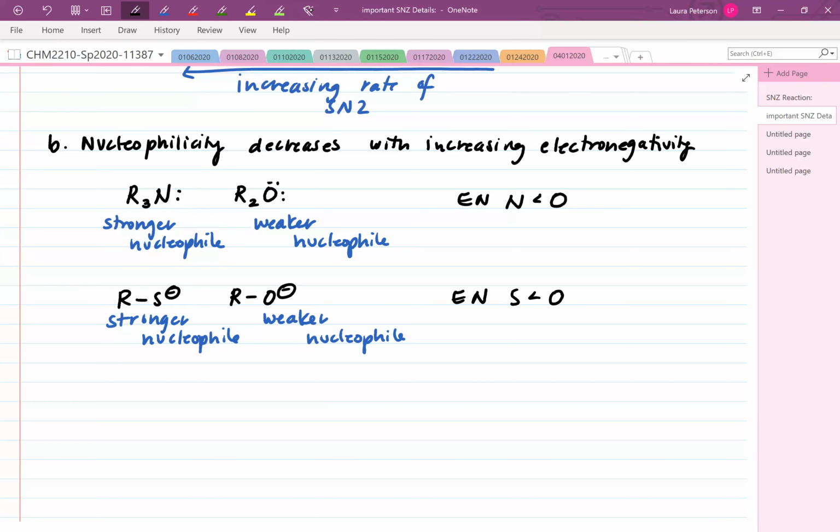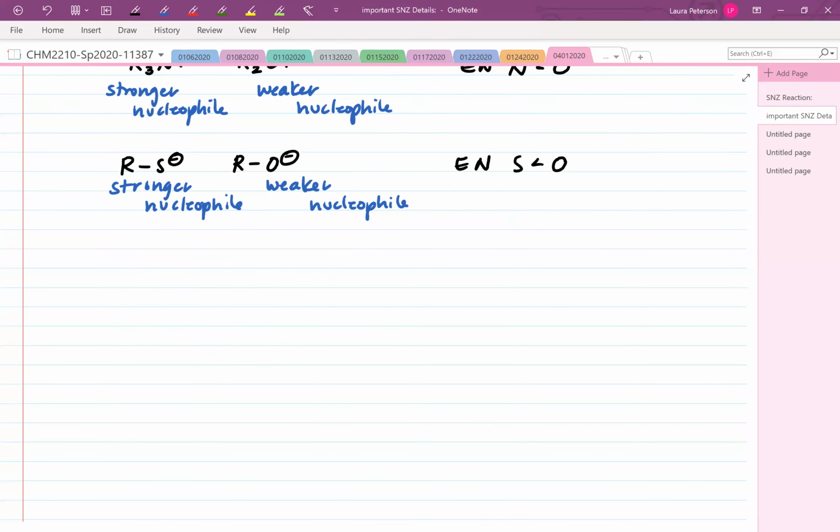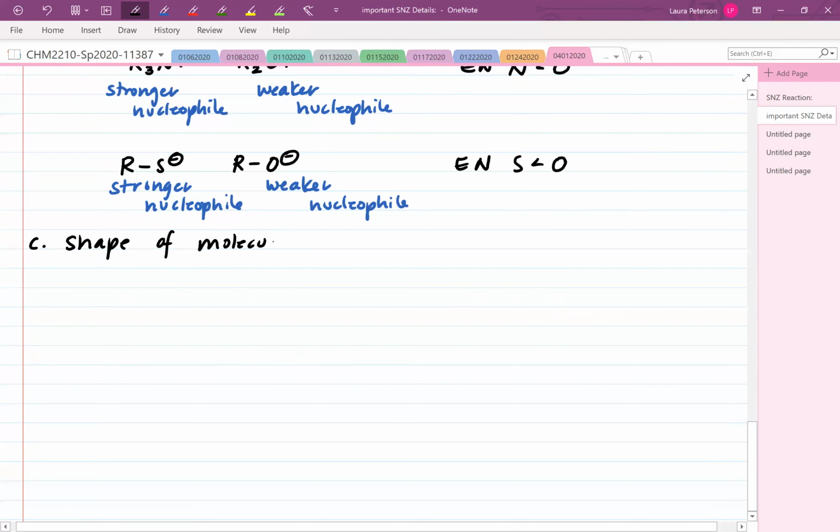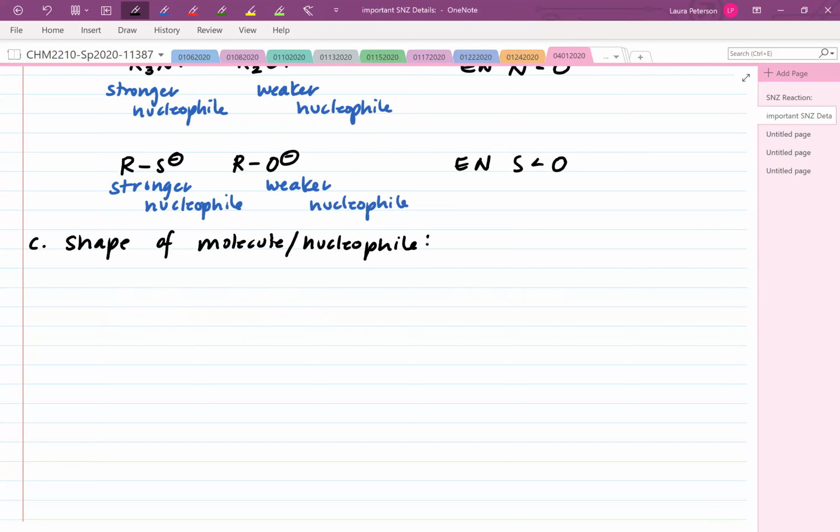So the next thing that we're going to consider is the shape of the molecule. And this is another time we're not necessarily going to parallel basicity. So part C is going to be the shape of a molecule, and we're really talking about the shape of the nucleophile. Here we're going to think about how the steric demand at the nucleophilic atom influences its nucleophilicity. Remember when we were considering the electrophile for SN2, we said basically the SN2 required an unhindered electrophile. It also requires an unhindered nucleophile. So let's see how that is going to work out.